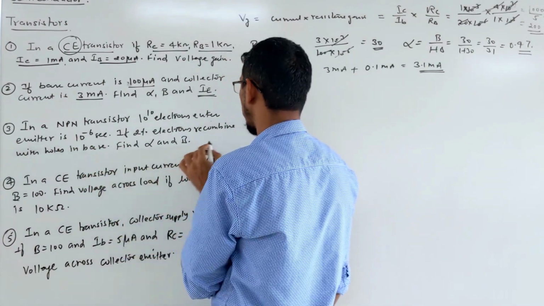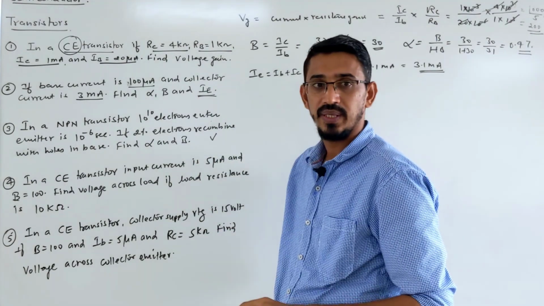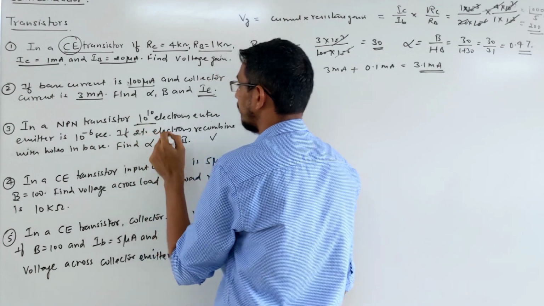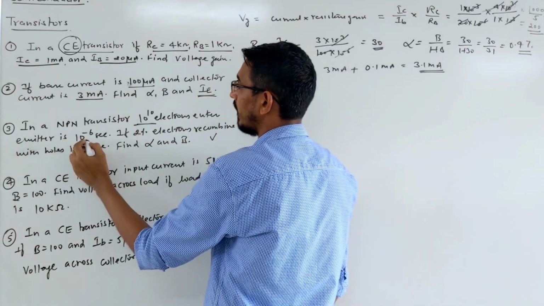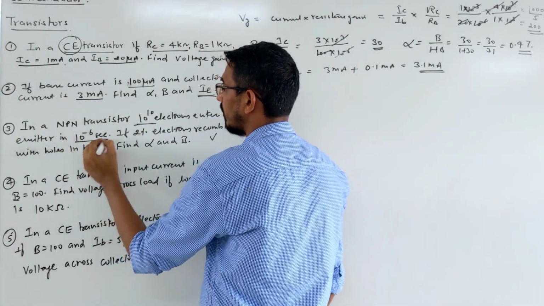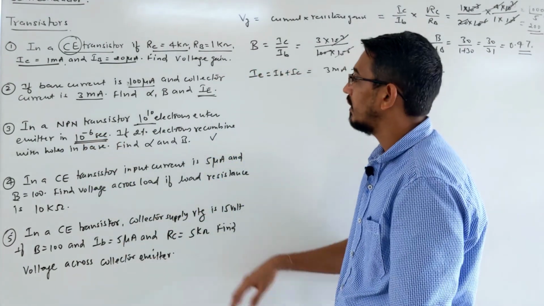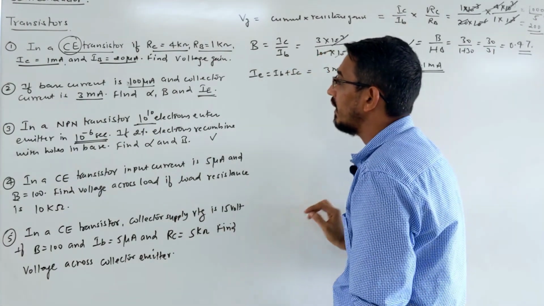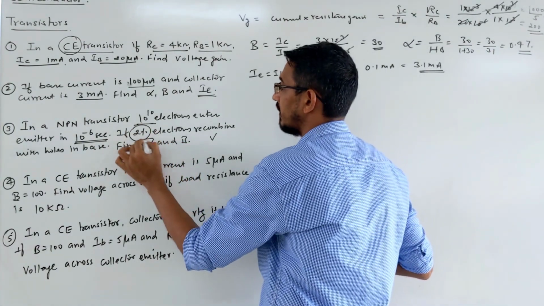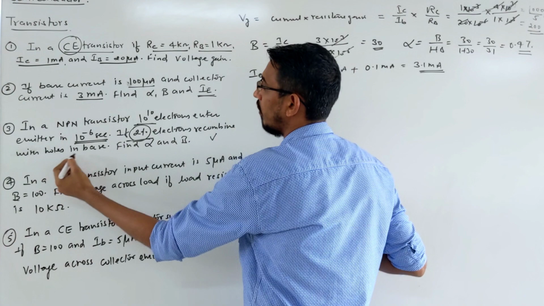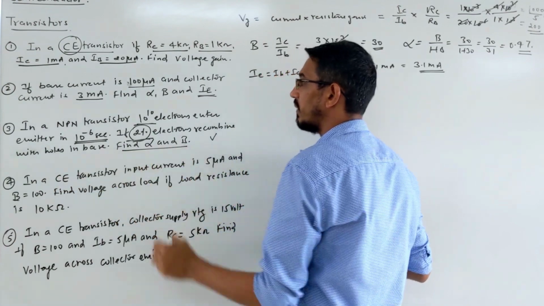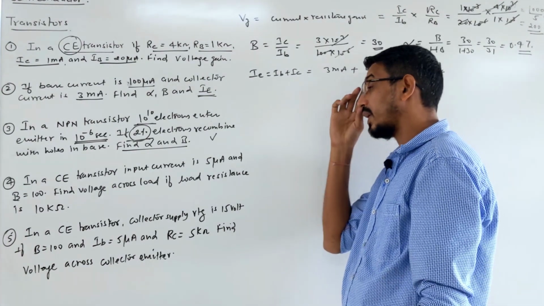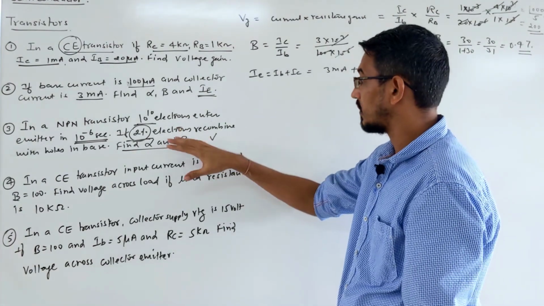Look here, this is also a popular pattern. Two times they have asked like this way. So give focus here. In an NPN transistor, 10 power 10 electrons enter the emitter in 10 power minus 6 second. Okay, number of electrons entering in emitter in given time. If 2% electrons recombine with holes in base, find alpha and beta. So this type of question, how can they ask you? They can ask you current also. They can ask you directly like this one, alpha and beta also.